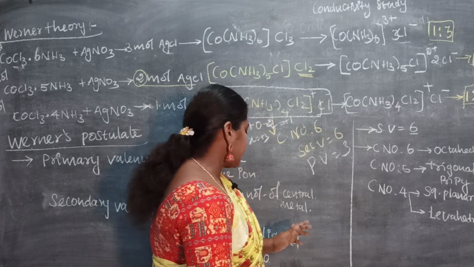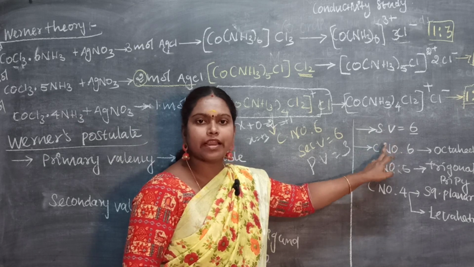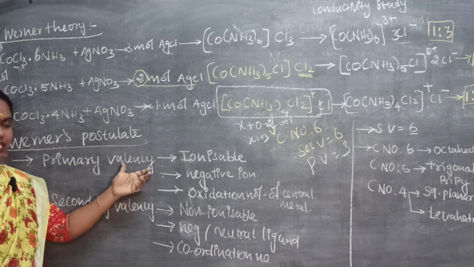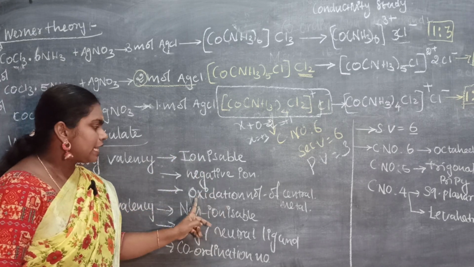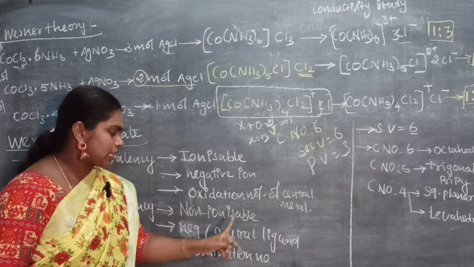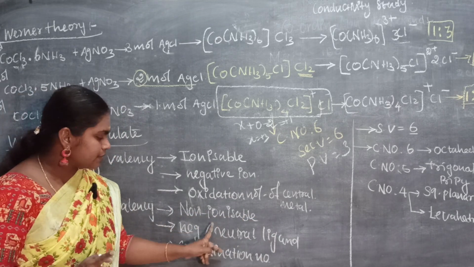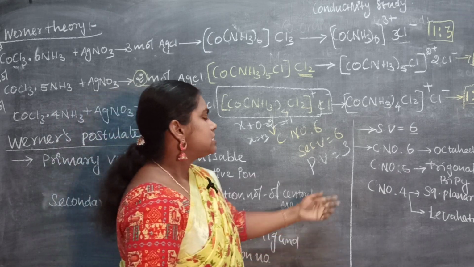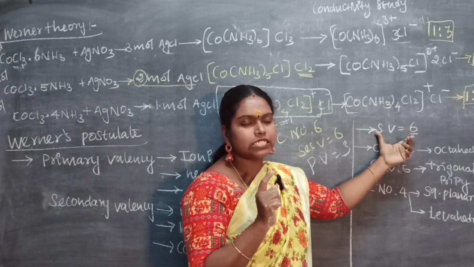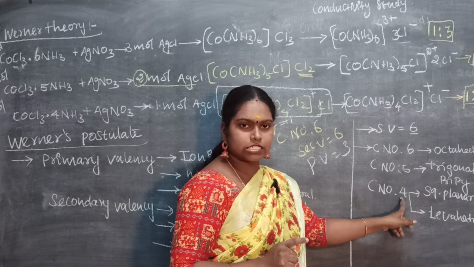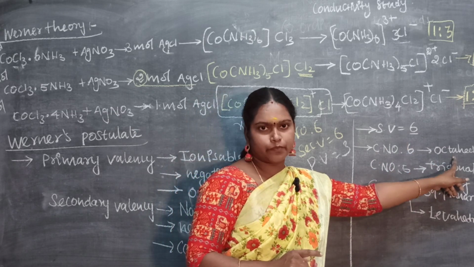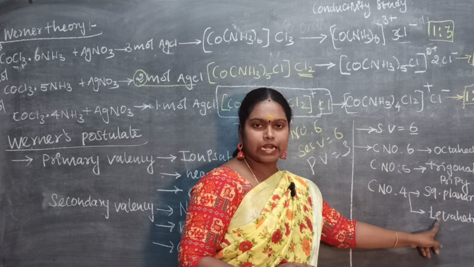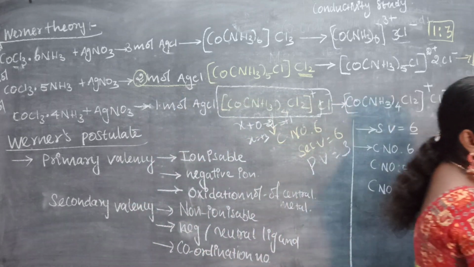Okay, secondary valency is based on the spatial arrangement in the system. So to repeat: in Werner's theory, the primary valency is ionizable, with negative ions, and is equal to the oxidation number of the central metal atom. The secondary valency is non-ionizable, with negative or neutral ligands, and should equal the coordination number of the central metal atom. How it is arranged spatially is based on the coordination number: 6 means octahedral, 5 means trigonal bipyramidal, 4 means square planar or tetrahedral complex. Next, move on to the next topic.